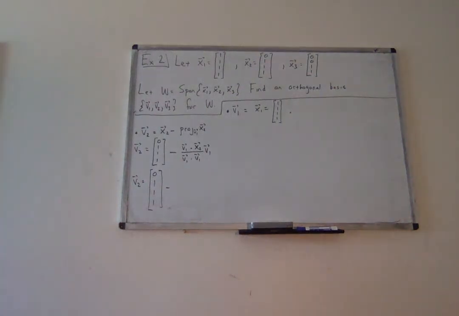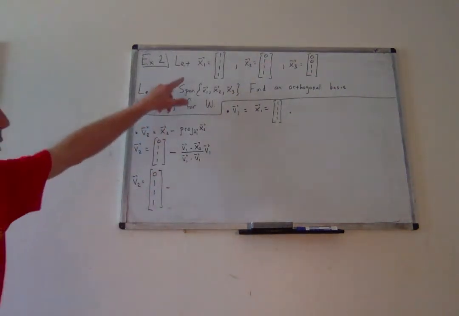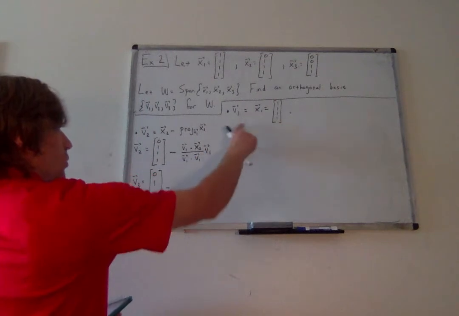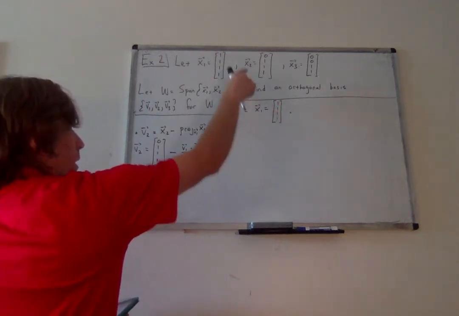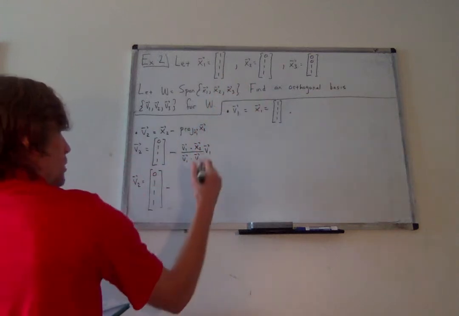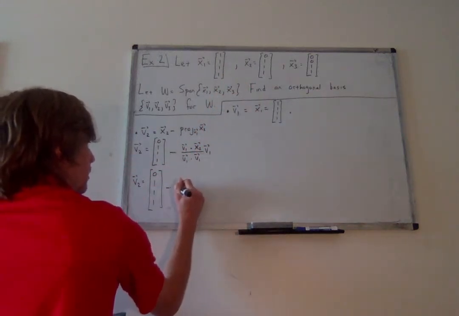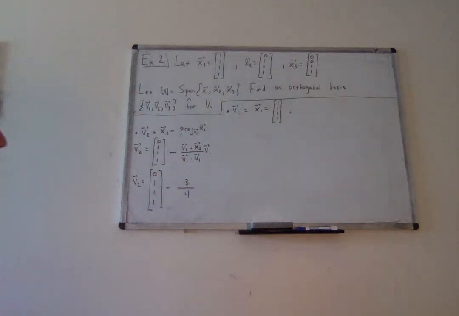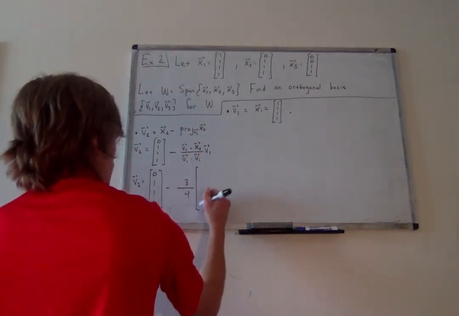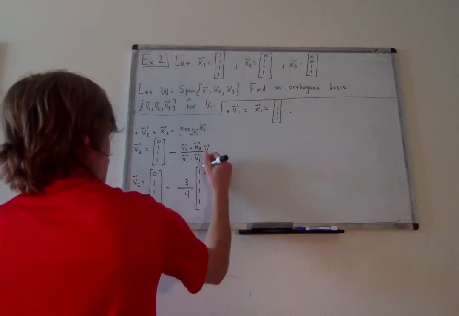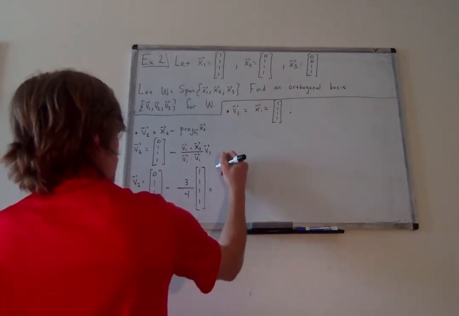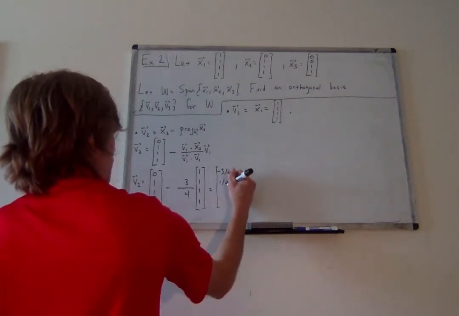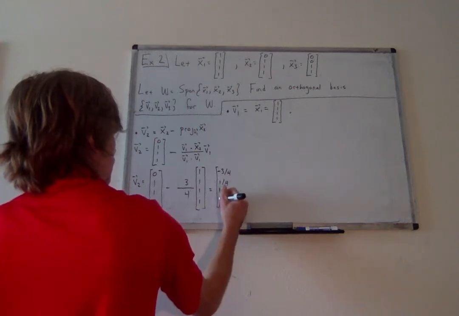Just to shorten things, notice here v1 and x2 are both relatively simple dot products to calculate. Notice v1 is just the vector 1, 1, 1, 1. x2 is the vector 0, 1, 1, 1. So the dot product of v1 and x2 is equal to 3. The dot product of v1 with itself is equal to 4. And then multiplied by v1. And so this gets us vector v2, which is negative 3/4, 1/4, 1/4, 1/4.